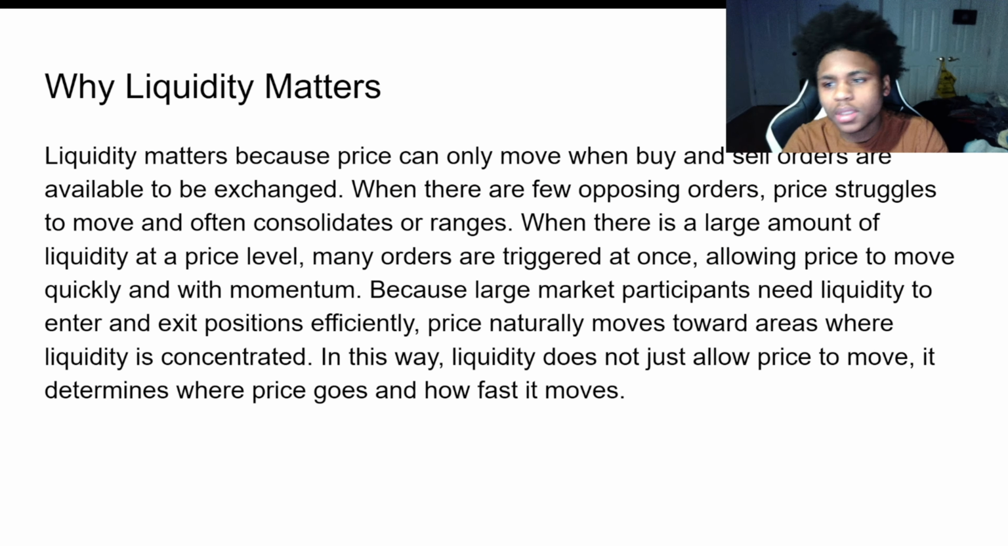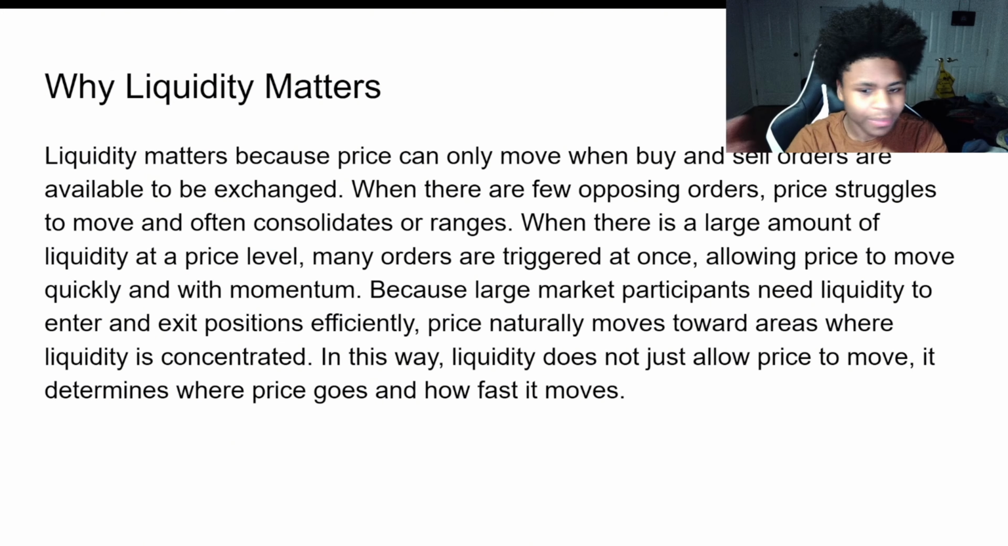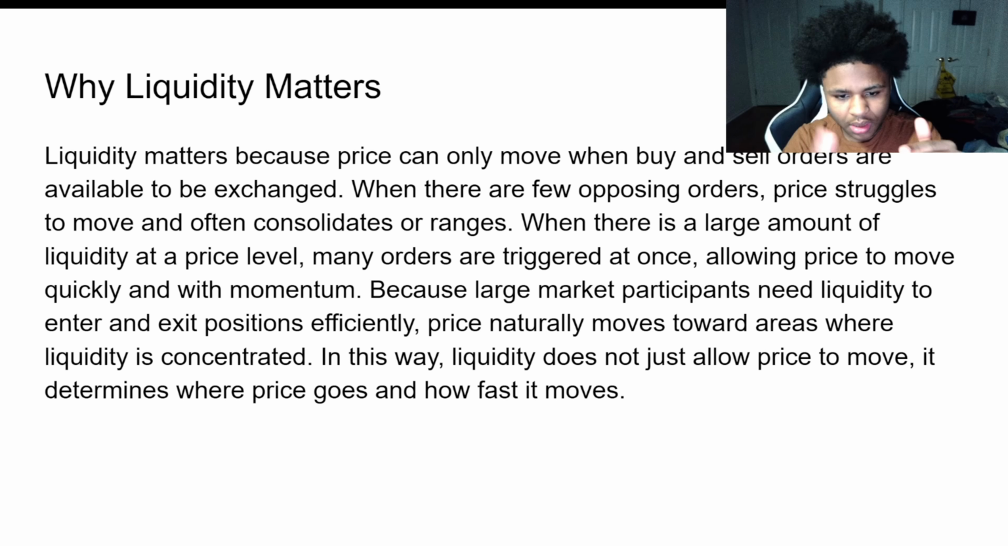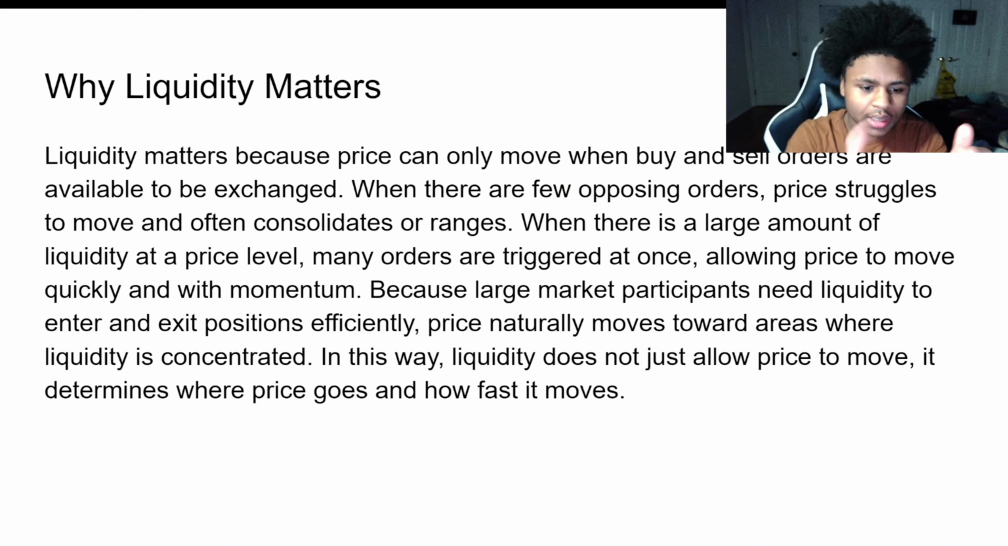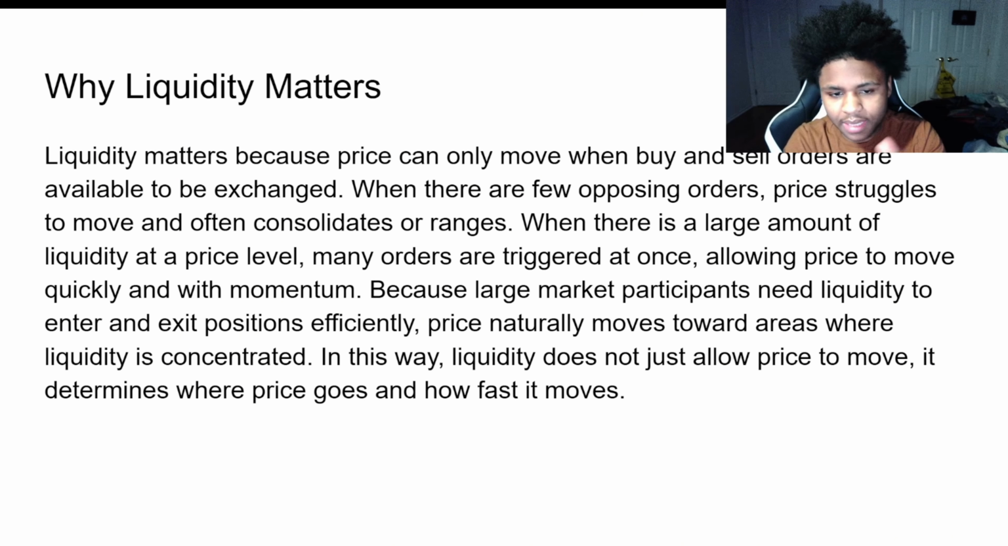This is why liquidity matters. Liquidity matters because price can only move when buy and sell orders are available to be exchanged. When there are few opposing orders, price struggles to move and often consolidates or ranges. So basically what that is saying is, say 100 people buy NASDAQ, and say only 10 people sell it. Price is not going to move accordingly. It's going to have bad PA. It's going to consolidate, not creating higher highs, higher lows. It's just going to consolidate due to the fact it's not balanced.